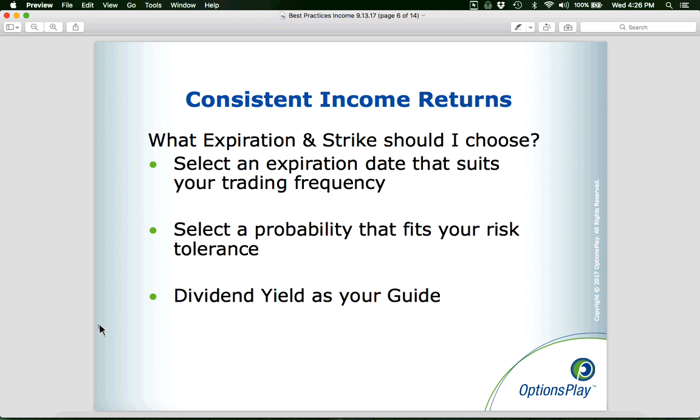So use the dividend yield as your guide to determine whether it's worth your while or not. And like I said, as a rule of thumb, I usually like to beat the dividend yield on a covered call in order for me to consider that as a trade.